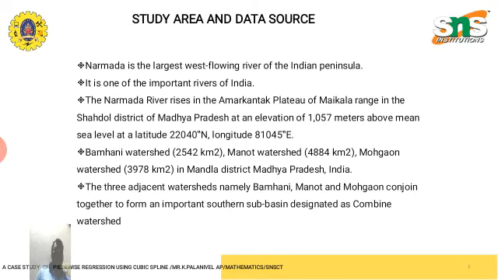Next, study area and data sources. Narmada is the largest west flowing river of the Indian Peninsula. It is one of the important rivers of India. The Narmada River rises on the Amarkantak Plateau of the Maikala range in the Shahdol district, Madhya Pradesh, at an elevation of 1057 meters above mean sea level.